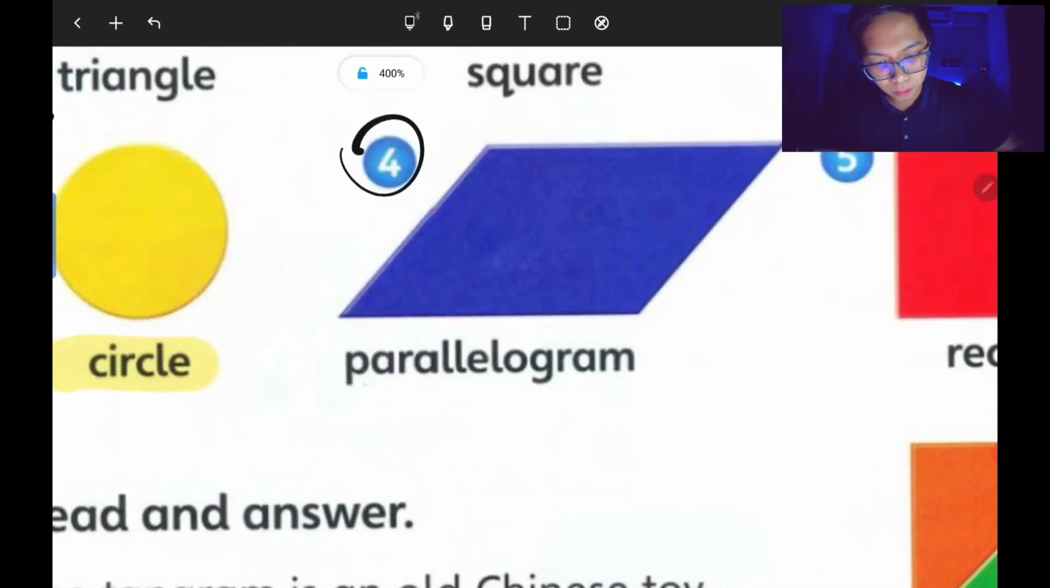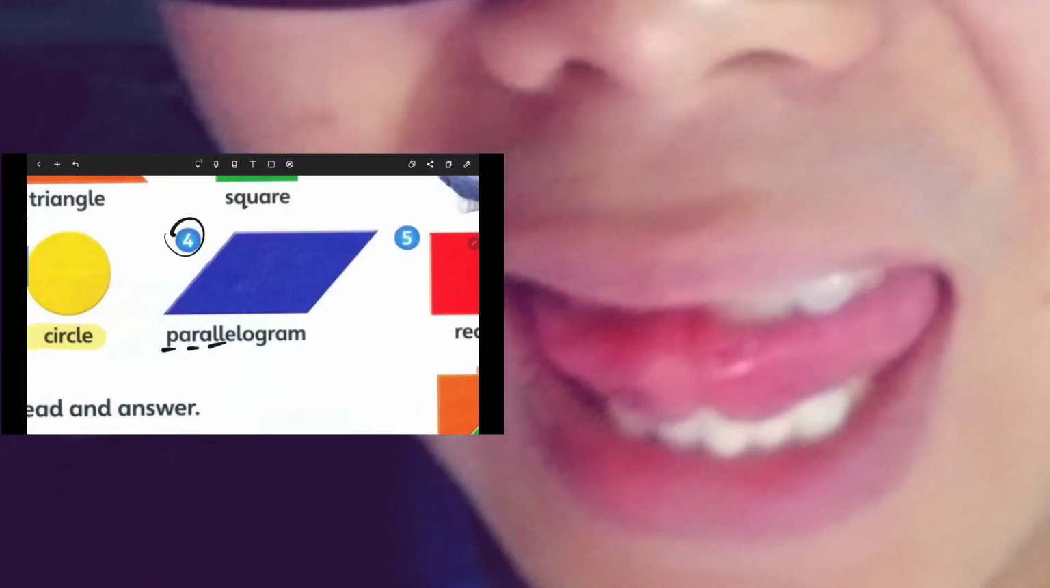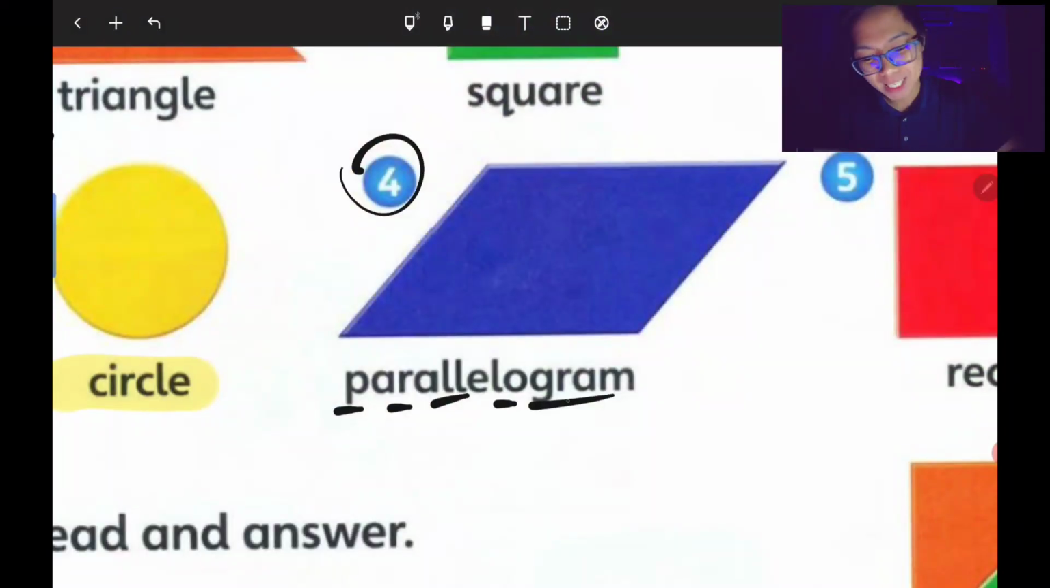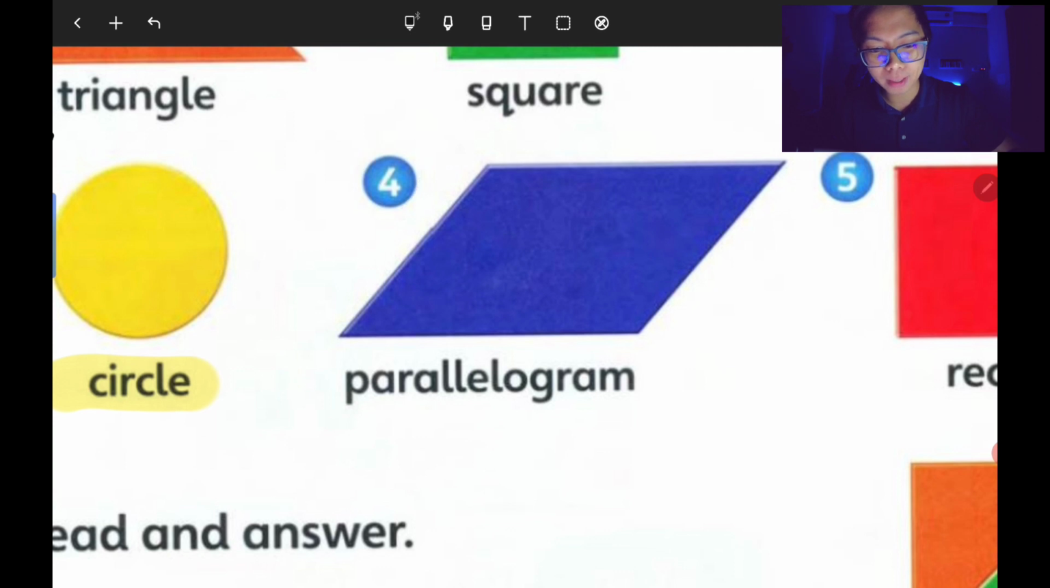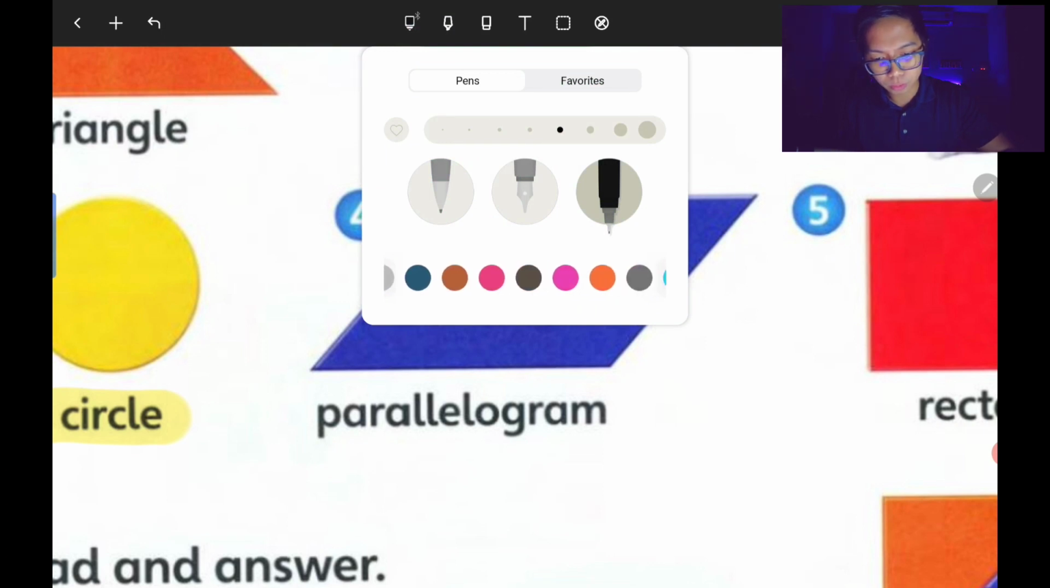Macam mana mau sebut? Parallel. Okay, parallelogram. Okay, one more time. Parallelogram. Okay, so parallelogram has the unique shape. Ada bentuk yang unik.